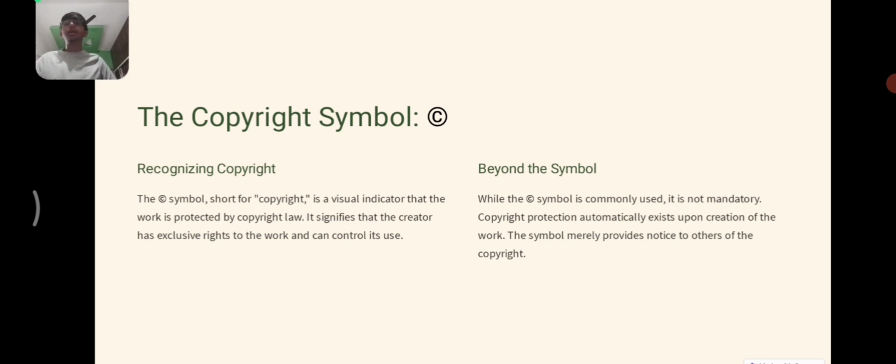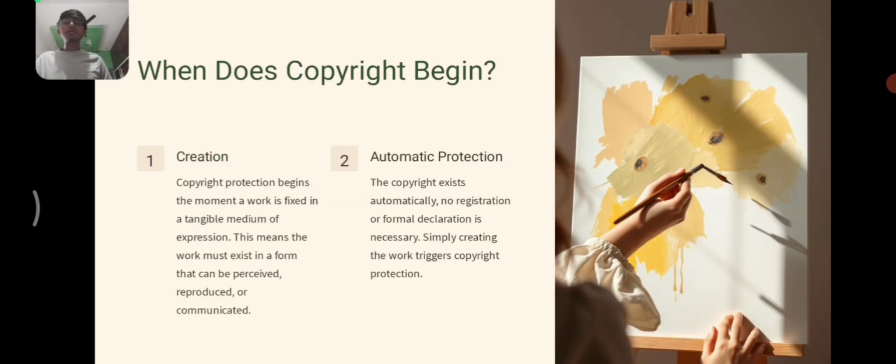When does copyright begin? Creation. Copyright protection begins the moment a work is fixed in a tangible medium of expression. This means the work must exist in a form that can be preserved, reproduced, or communicated. The second one is automatic protection. Copyright exists automatically; no registration or formal declaration is necessary. Simply creating the work triggers copyright protection.